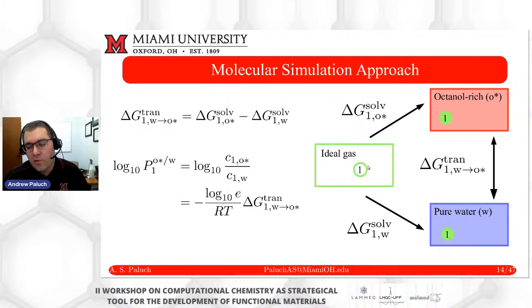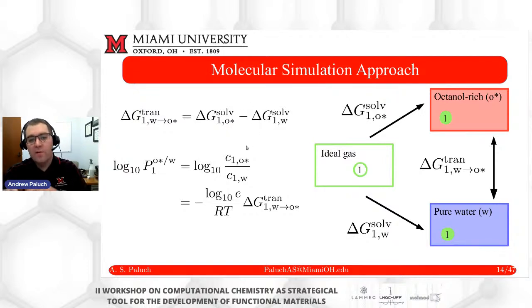And we'll also calculate the transfer free energy of taking my solute from an ideal gas phase to pure water, which again is equivalent to solvation free energy. So using this thermodynamic path, my transfer free energy from water to my octanol-rich phase is nothing more than the difference in solvation free energy in my octanol-rich phase relative to water. So I can relate the transfer free energy to the difference in two solvation free energies.